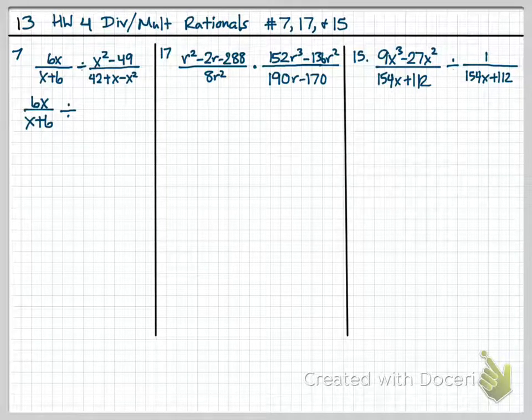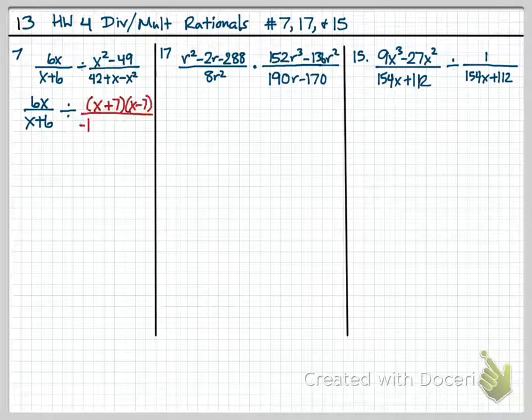So 6x and x plus 6 are already factored. We'll leave that alone. Let's factor these. So the first step is to factor these. Let's factor the numerator of the second fraction, x squared minus 49. We have a perfect square of 49 and it's negative, so we can turn that into x plus 7 and x minus 7. If it was x squared plus 49, couldn't do anything to it. But x squared minus 49 allows us to use plus 7 and minus 7, which when we add it together will cancel out, and that's why there's no middle term.